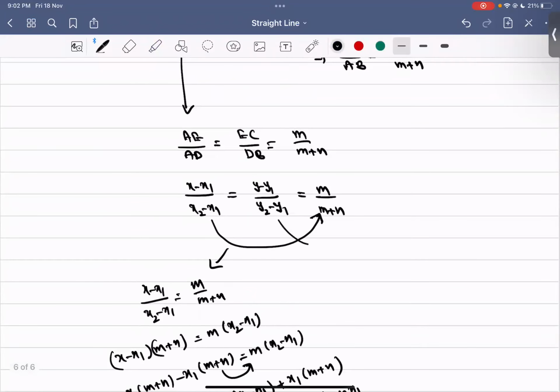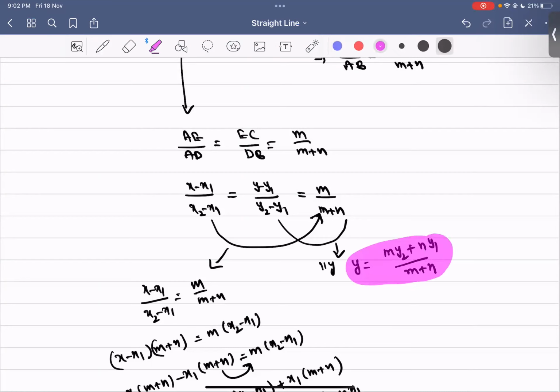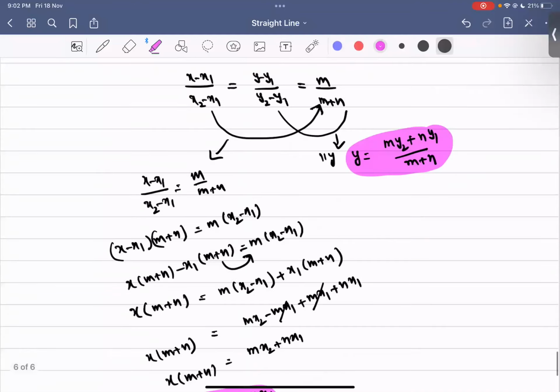Similarly, by symmetry, can you write or not? Directly y is equal to my2 plus ny1 by m plus n. You need not do it again, same process. So this is the y coordinate of the point of division. Yes or no?